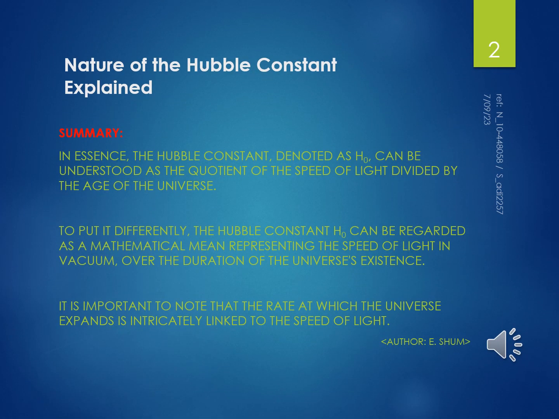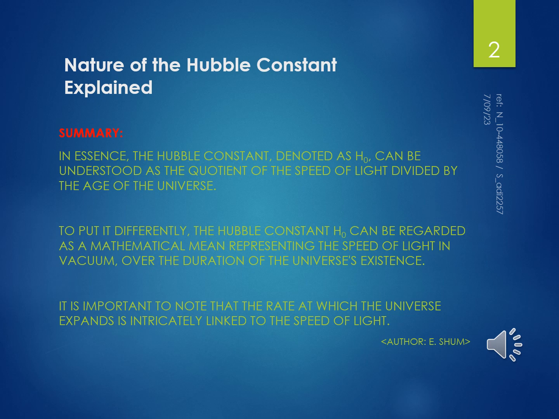In essence, the Hubble constant, denoted as H0, can be understood as the quotient of the speed of light divided by the age of the universe. If we put it differently, the Hubble constant H0 can be regarded as a mathematical mean representing the speed of light in vacuum over the duration of the universe's existence.